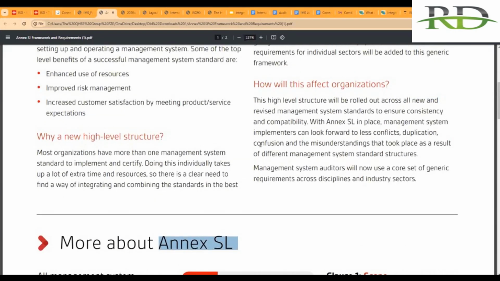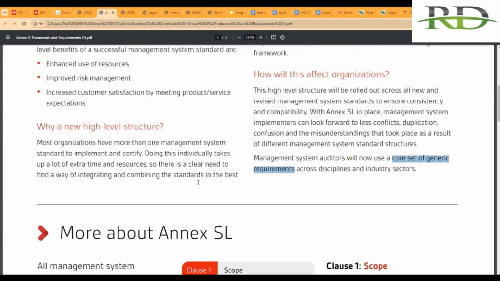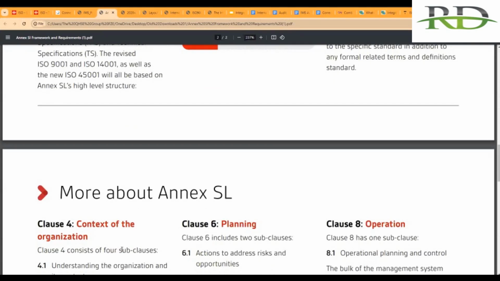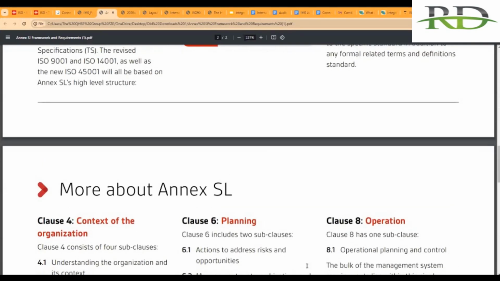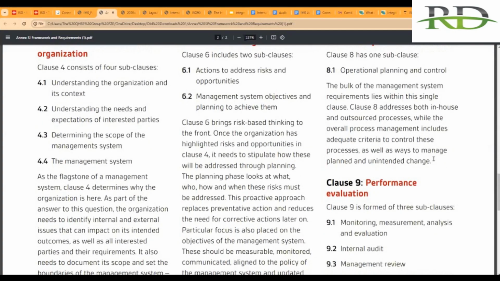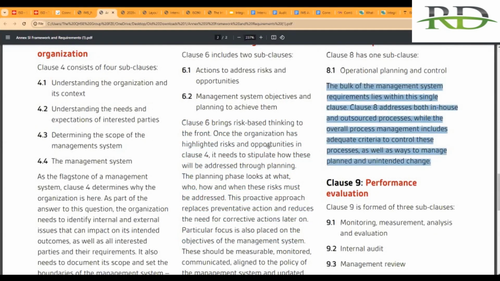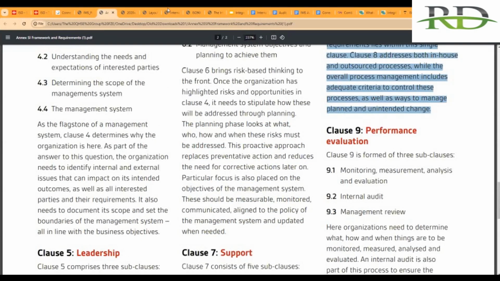As you can see here, how would this affect the organizations? Management system auditors like you will now have to use a core set of generic requirements. So these core set of generic requirements, what are they? These are called the generic requirements right here, which are these goal-setting requirements. So this is evidence of conformity. Evidence of conformity, you want to determine if these statements I'm writing in blue, are they true right here? We go to the evidence of what?